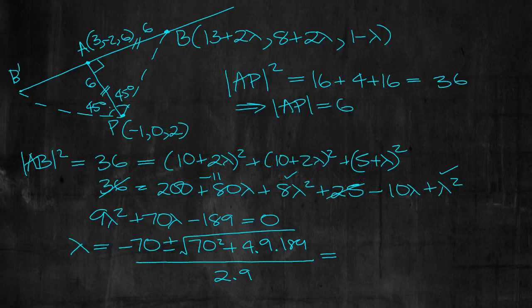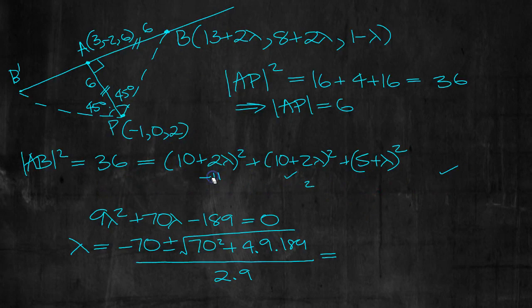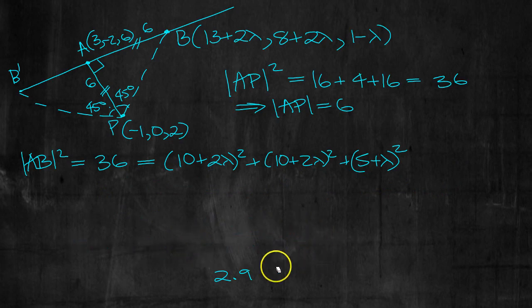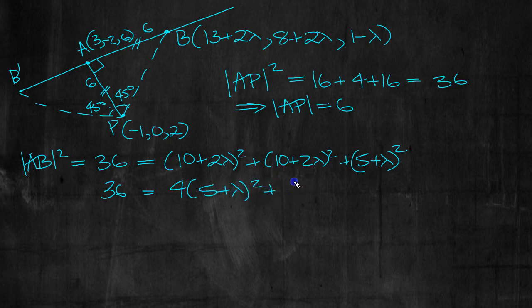Now what's nice about that is it makes everything very easy. Now we've spotted that little mistake, let's just go through that, just briefly now, because it won't take long. Okay, so here, we've got a 2 common and a 2 common here. So 36 is equal to, take a 2 out, and it'll be 2 squared is 4, and it will be 5 plus lambda inside. Plus another 4 when we take a 2 out and it's 2 squared, 5 plus lambda. Plus the 5 plus lambda squared again.